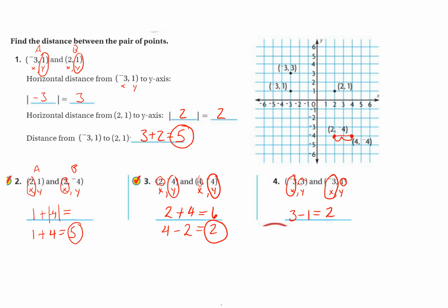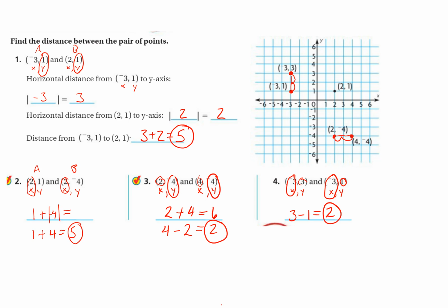Now, let's, of course, double check. But I should be okay because I learned from the mistake that I made on number 3. Let's check. Okay, -3, 3 is right here. -3, 1 is right here. And if we find the distance between the two, 1, 2, and that is correct. So good, I learned from my error.